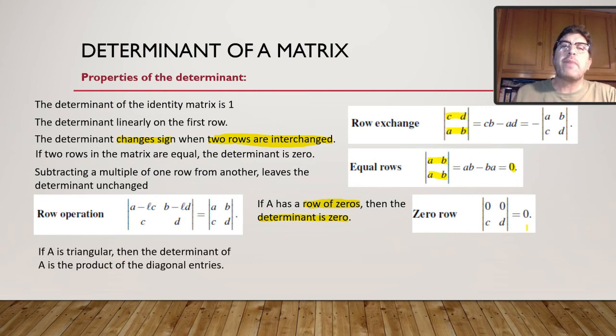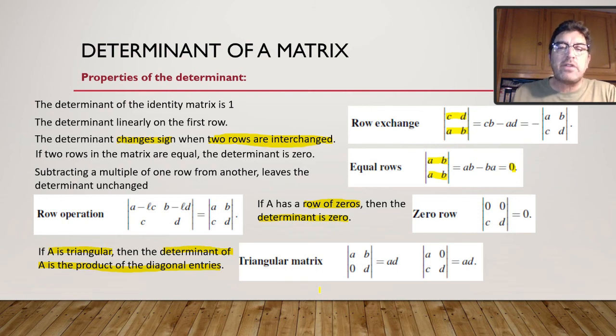Now you'll remember what a triangular matrix is. If A is a triangular matrix, then the determinant of A is the product of its diagonal entries. So it has to be triangular, meaning that if above the main diagonal we have 0 entries, then it's lower triangular. If it's upper triangular, then below the main diagonal all the entries are 0. So if it's triangular, the determinant of A is the product of the diagonal entries of that matrix.